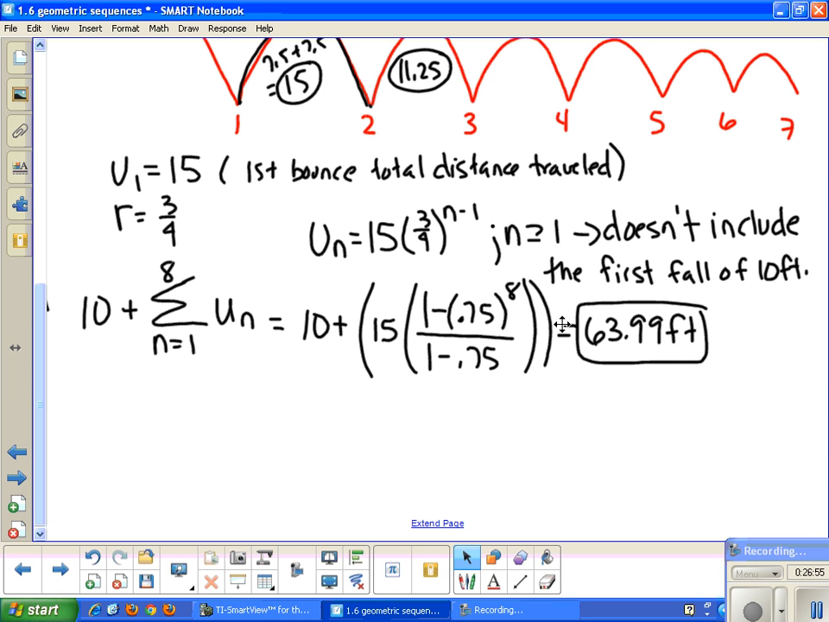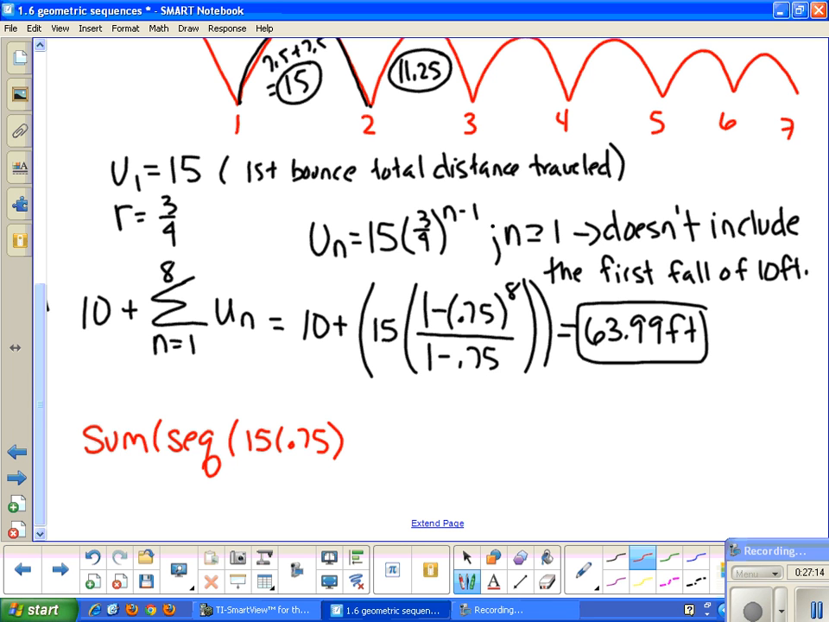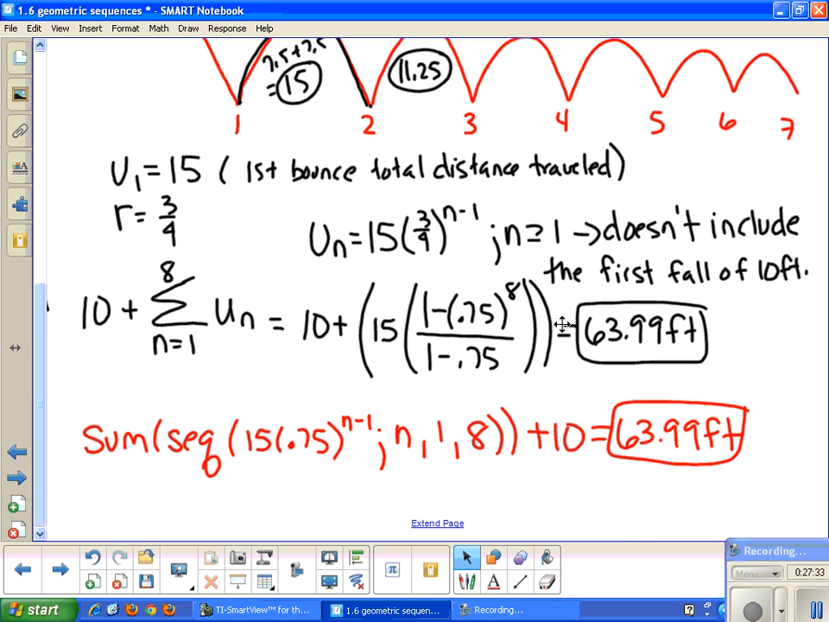Now remember, we don't have to do this using that formula. I never memorize that formula. I just like to plug it into my calculator. So I'm going to do the sum of the sequence of the formula that I found, and you always use the explicit form when you're doing these. So 15 times 0.75 to the n minus 1 power, comma, the variable n, comma, the starting value, which is 1, all the way to 8, and then you'd have to add 10 to that. So if you do this in the calculator, you end up with 63.99 feet. So bring this with you to class, and we'll do some more examples then.